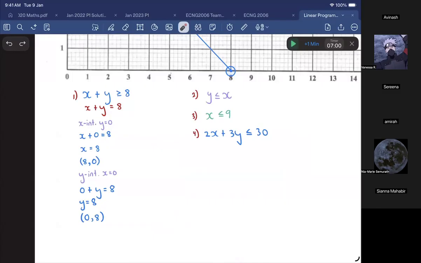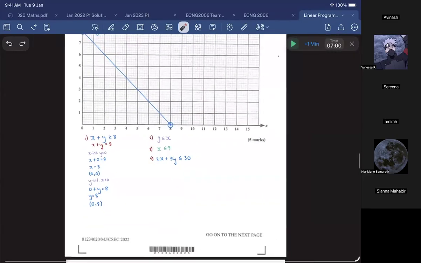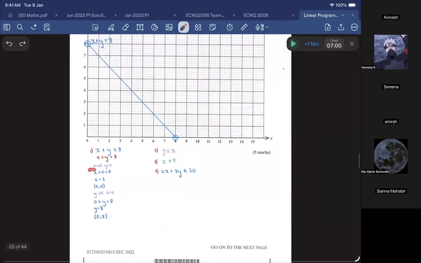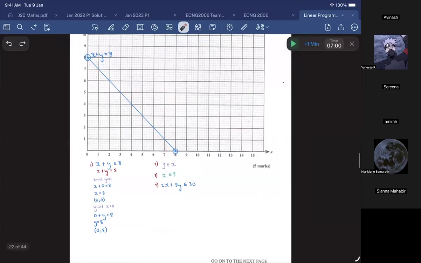All right. So talk to me, right? If you want to draw a line, how many points do you think you need? 2, right? And we're saying the easiest ones to find are the x-intercept and the y-intercept. The x-intercept is where the line cuts the x-axis. The y-intercept is where it cuts the y-axis.